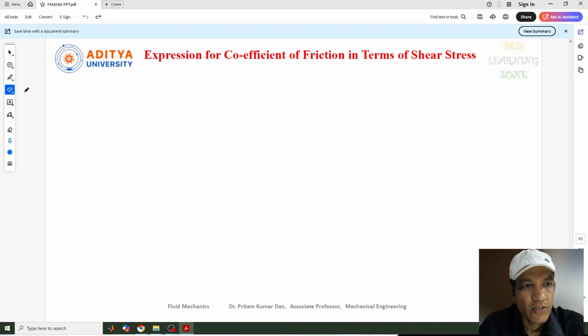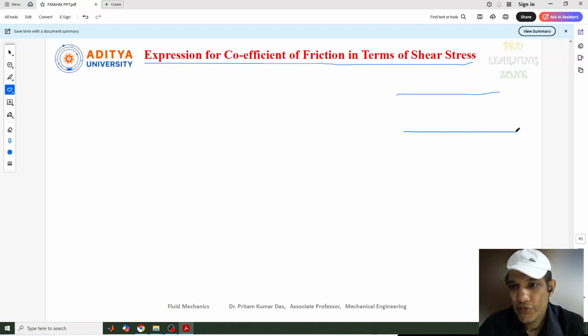So in our last lecture, we have already derived an expression for the loss of head when fluid is flowing through a pipe. This relation is similar to that lecture's expression. Here also, to identify the coefficient of friction in terms of shear stress, we need to consider pipe flow. So first of all, let's draw a pipe through which the fluid is flowing.